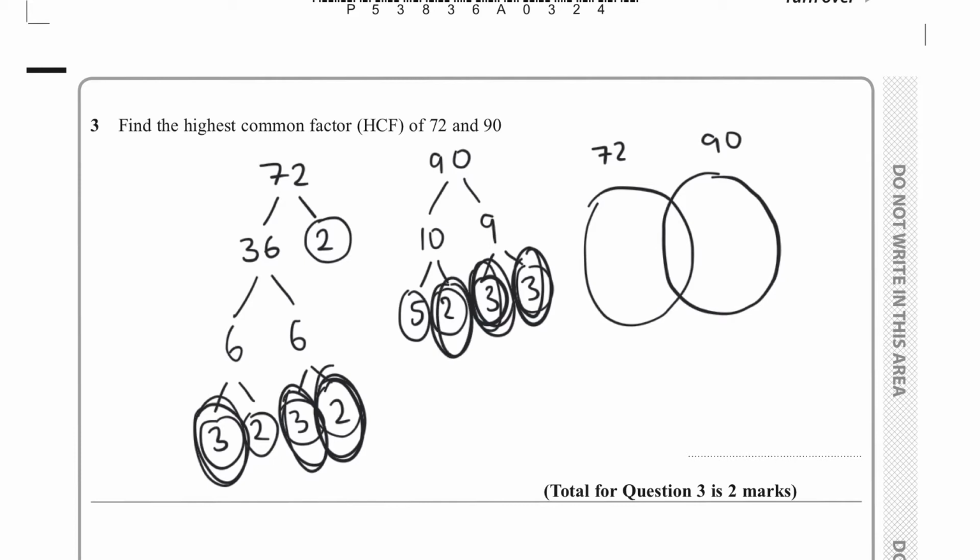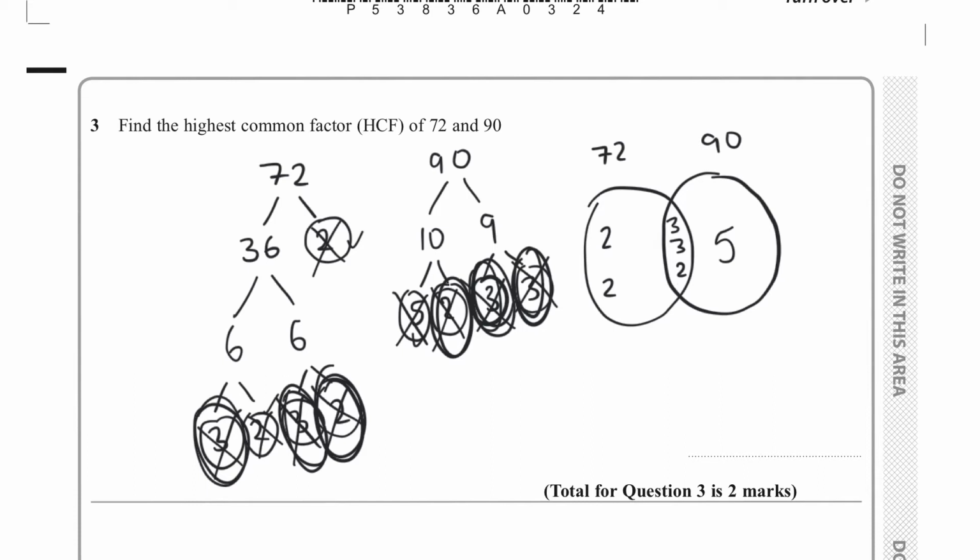So in our Venn diagram, in the middle, we're going to put the 2 3s and the 2 that they have in common. And then we are going to cross them out so we don't end up reusing them. And then 72 has an extra 2 and an extra 2, so they're going to go on the outside. And 90 has an extra 5, which would also go on the outside of the middle part. So that's our Venn diagram complete.